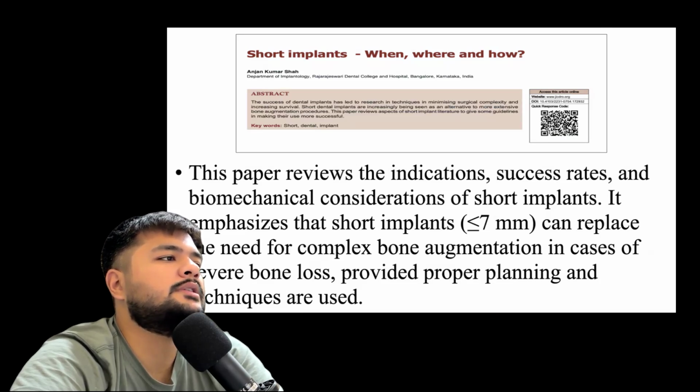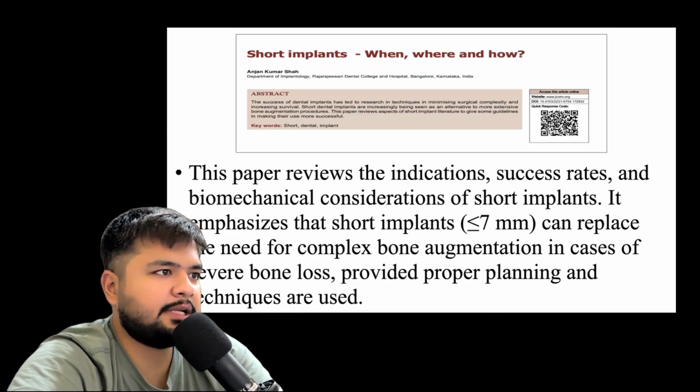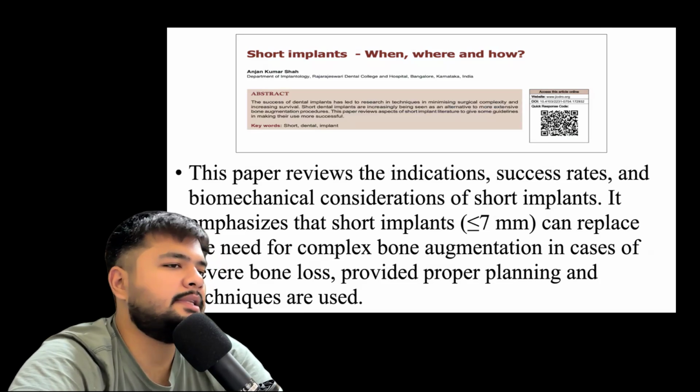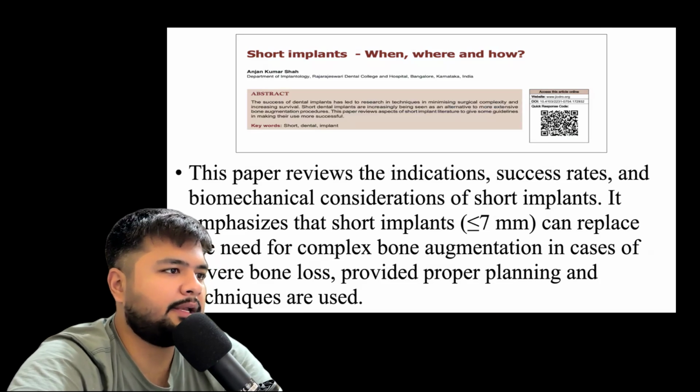So this was a paper which reviewed the indications, success rates, and biomechanical considerations of short implants. It emphasizes that short implants of less than or equal to 7 mm can replace the need for complex bone augmentation in cases of severe bone loss, provided proper planning and techniques are used.